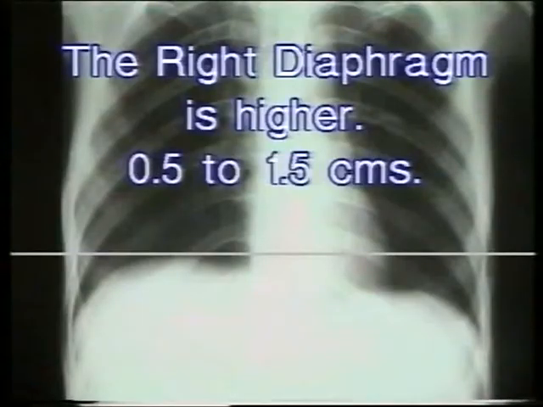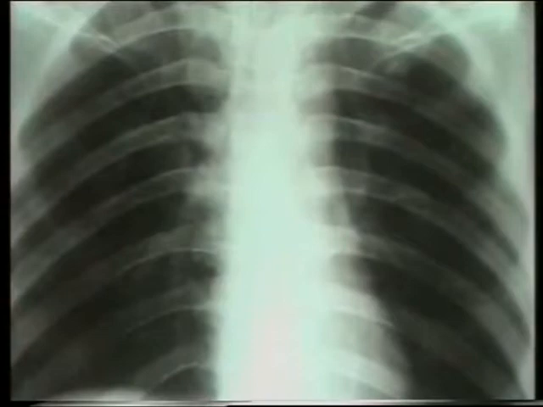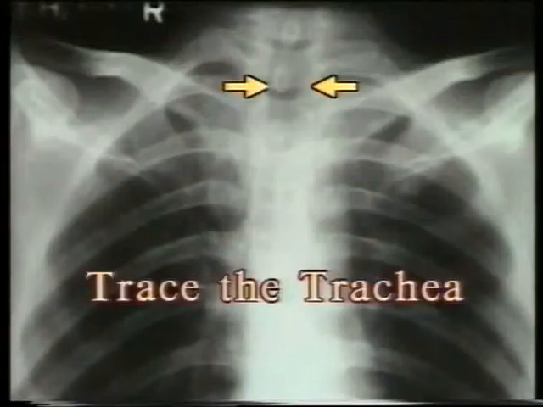The right diaphragm should be 0.5 to 1.5 centimeters higher than the left diaphragm, and both should be smoothly curved. Then study the hila, represented by the shadows of the hilar vessels. The left hilum is normally at a slightly higher level than the right. Lastly, identify the course of the trachea up to the carina for any deviation. This completes the inspection of the lung fields.